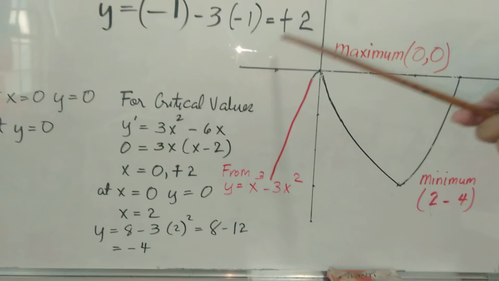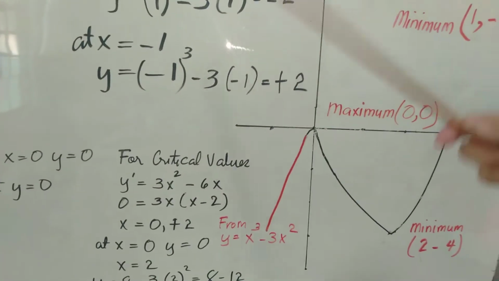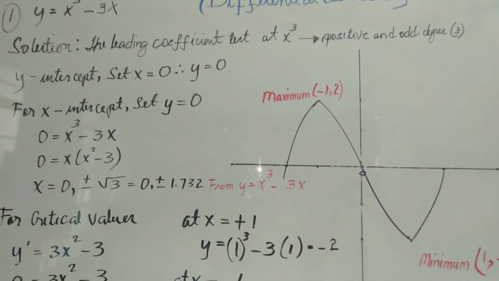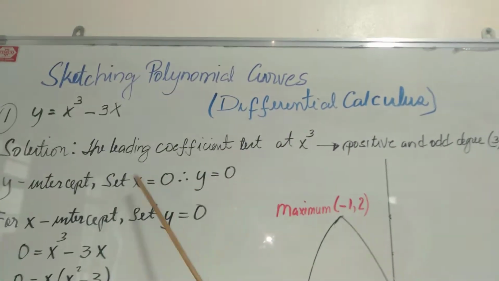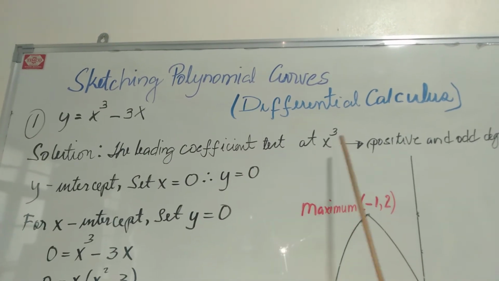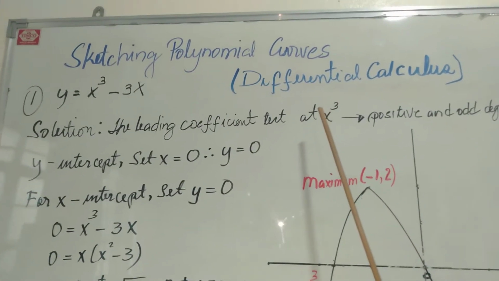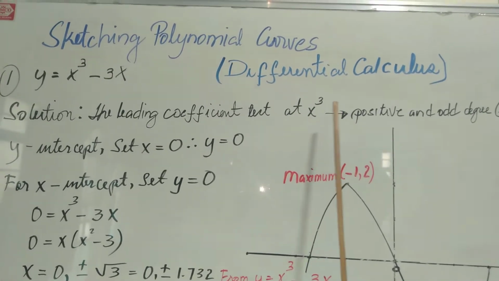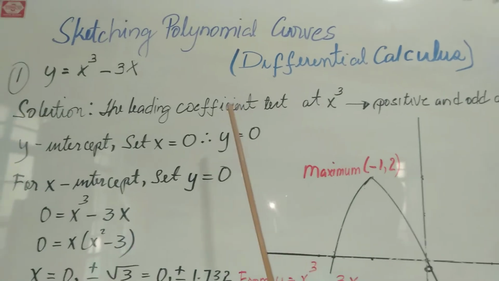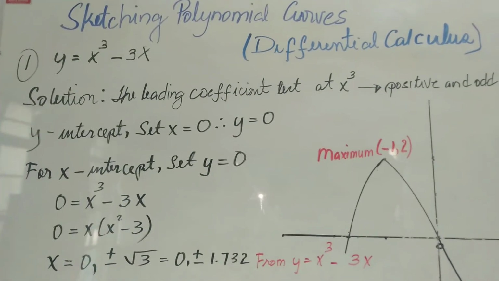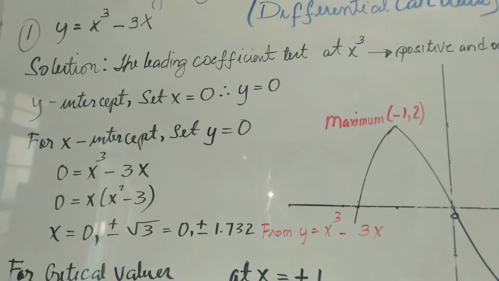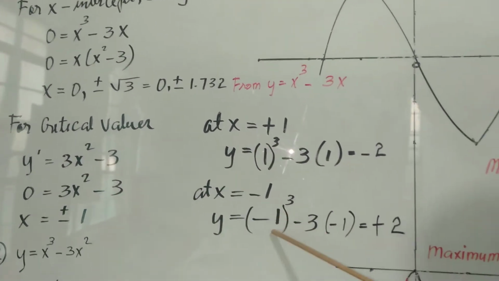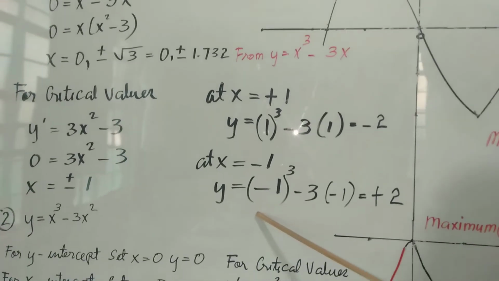So that's how we can practice sketching polynomial graphs. First, you perform the leading coefficient test on the leading term, and get the intercepts, and then we get the critical values and substitute whatever critical values we have for x, so that we can see the maximum and minimum points. Then we can graph now.